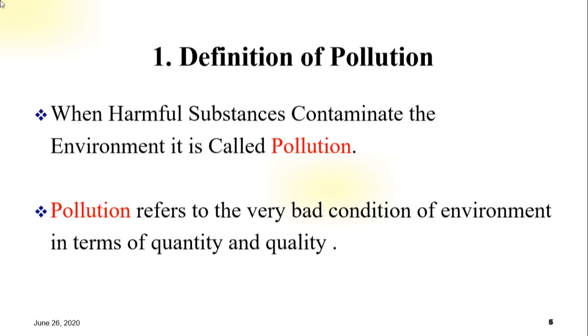Definition of pollution: when harmful substances contaminate the environment, it is called pollution. Pollution refers to the very bad condition of the environment in terms of quantity and quality. Quantity talks about the number, right? Quality talks about what we get from the number. Again, pollution refers to the very bad condition of the environment in terms of quantity and quality.